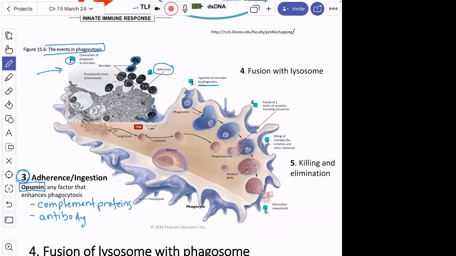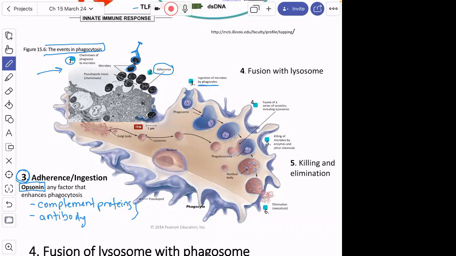So what antibodies do, I'll try to draw one right here, is bind to the outside of the pathogen, and then the pseudopod of the phagocyte has a receptor for the stem portion of the antibody, so it can grab hold of the pathogen a little bit easier in order to ingest it. More about those two things later.